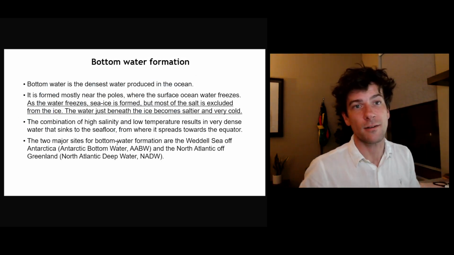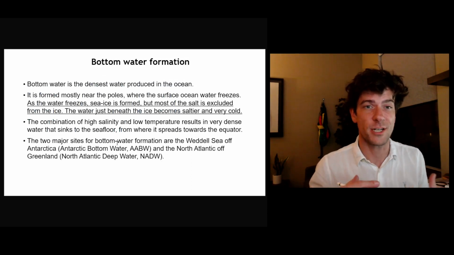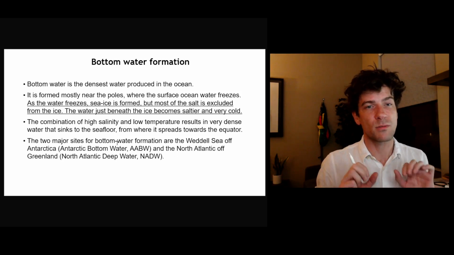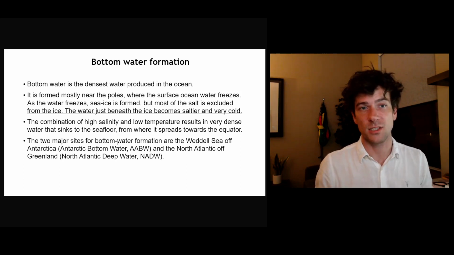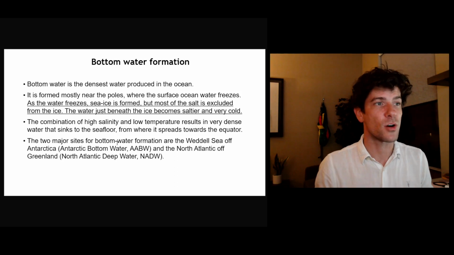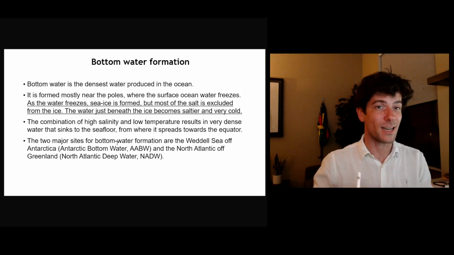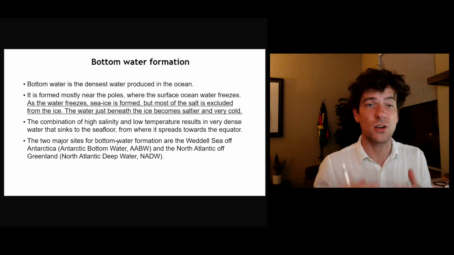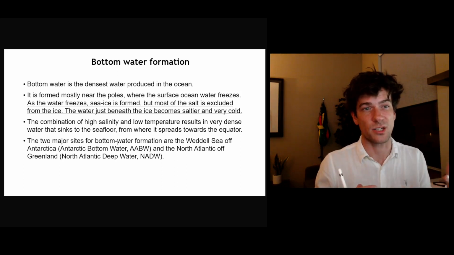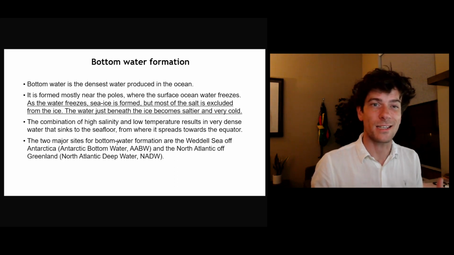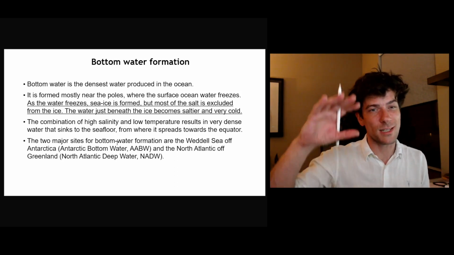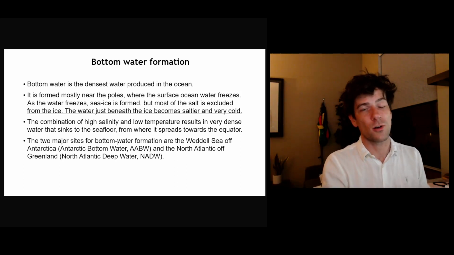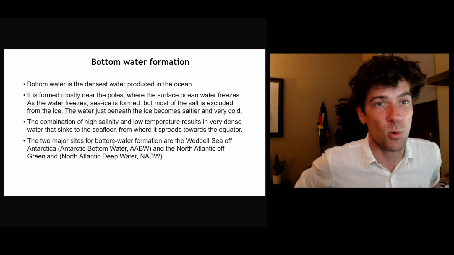Sea ice forms when the surface ocean water freezes. And when water freezes, much like when it evaporates, it leaves most of the dissolved solids, salt in this case, behind. And so the residual water, the water that doesn't turn into ice, becomes saltier and saltier as that ice formation continues. As a result, its density increases and it's able to sink down deep into the deep ocean. And so we call this bottom water formation or deep water formation.